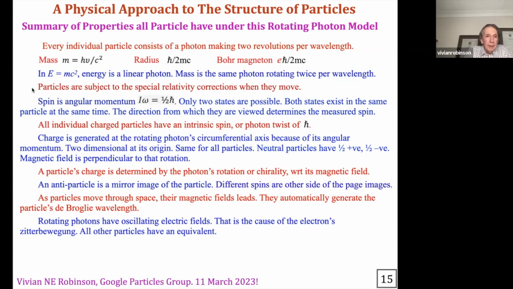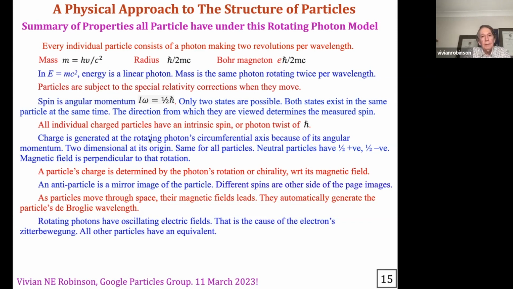Spin is angular momentum as first proposed, and that angular momentum is half h bar, and it is the mass of the photon making 2 revolutions per wavelength. There are only 2 states of spin possible. Both states exist at the same time. The direction from which they are viewed determines the measured value.